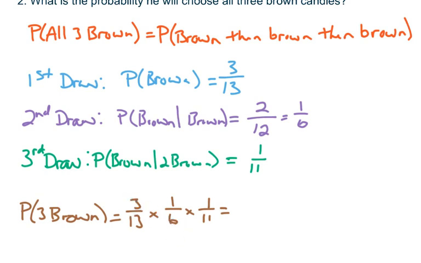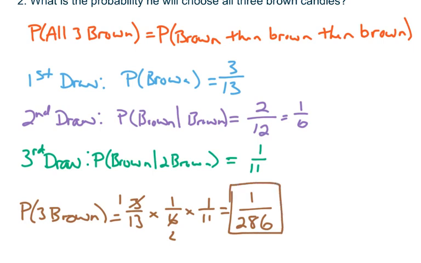This one's not going to be simplified right off the top, because I can see that the 3 and the 6 could cancel out. So if I do that right away, make that a 1 and make this a 2, now it should be simplified because I've got 1s across the top. 1 times 1 times 1 is 1. 13 times 2 times 11, 26 times 11, is going to be 286. So you have a 1 in 286 chance of selecting all 3 brown candies.